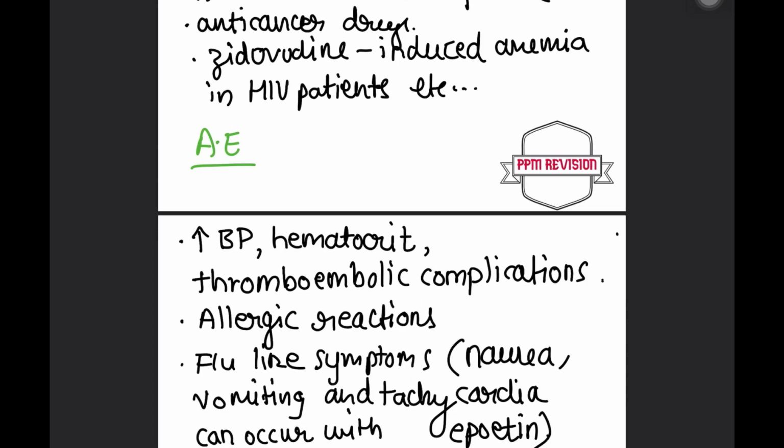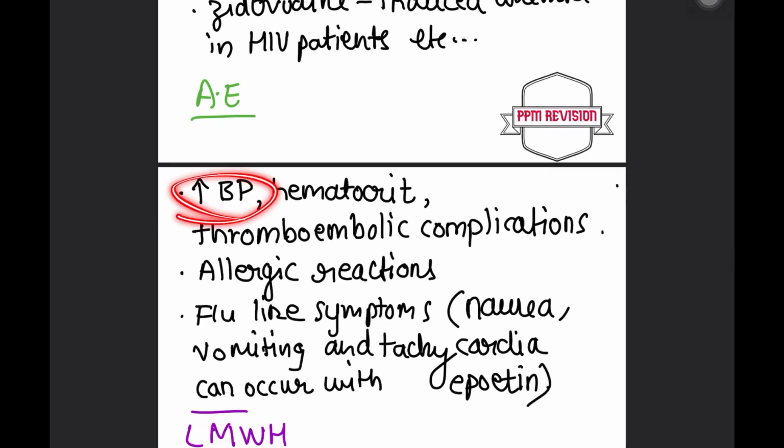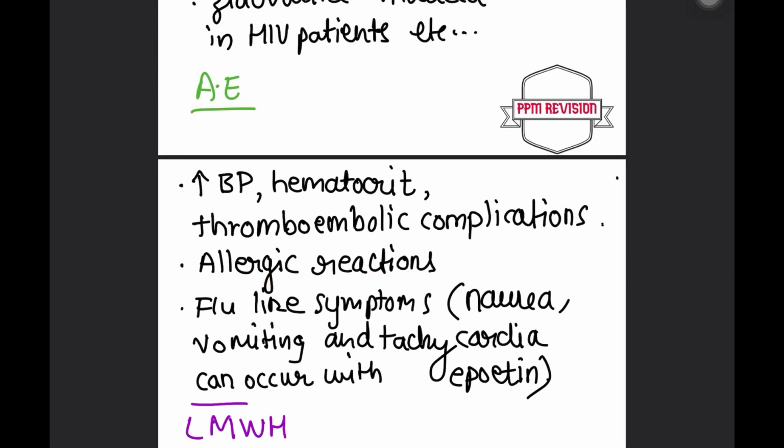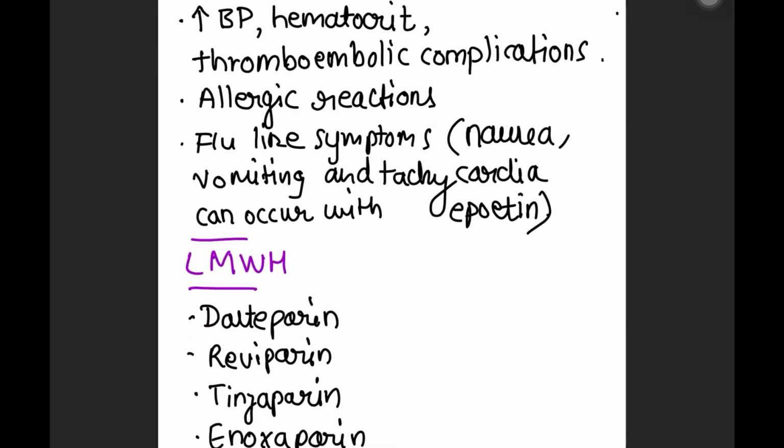And talking about adverse effects of erythropoietin, it increases BP, that is blood pressure, hematocrit and thromboembolic complications. Also allergic reactions, these are all adverse effects. Allergic reactions and flu-like symptoms. Flu-like symptoms are nothing but nausea, vomiting and tachycardia, and can occur with epoetin.